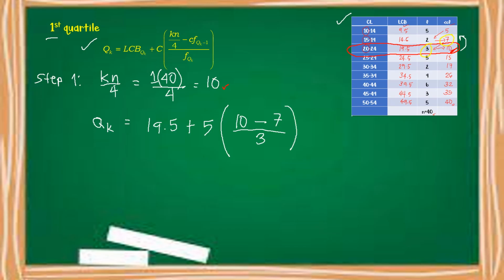Then, let's solve. We have 19.5 plus 5 times 10 minus 7, which is 3, divided by 3 is 1. Then 1 times 5 is 5, plus 19.5 is 24.5. So the first quartile score is 24.5. So, this is the final answer. Let's proceed to the next one.